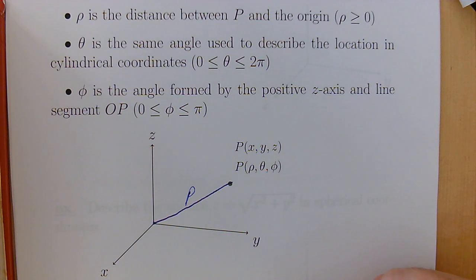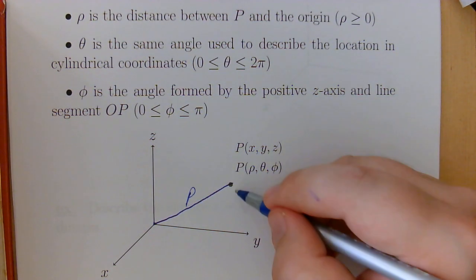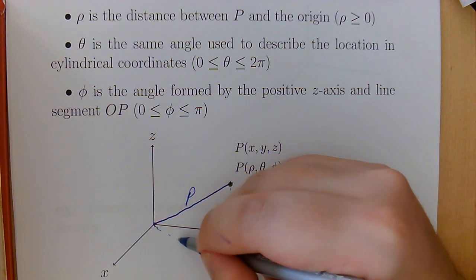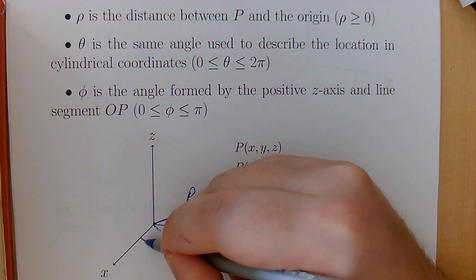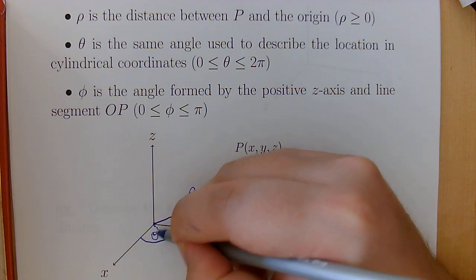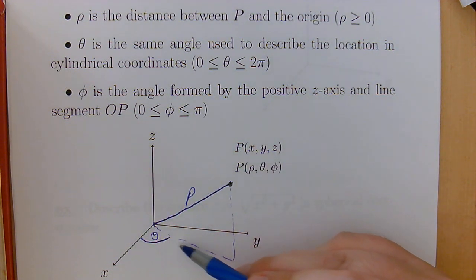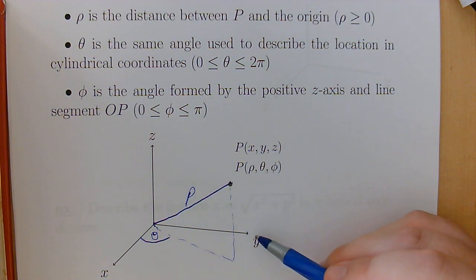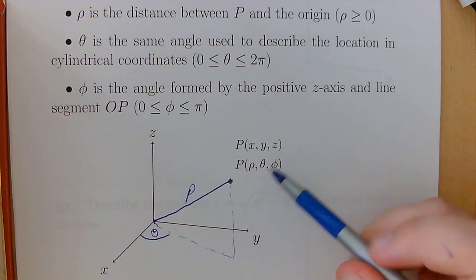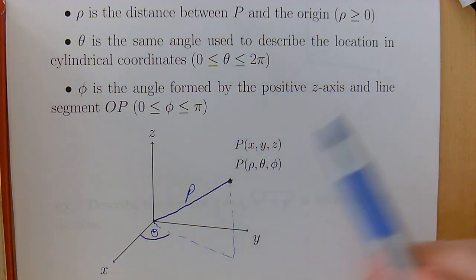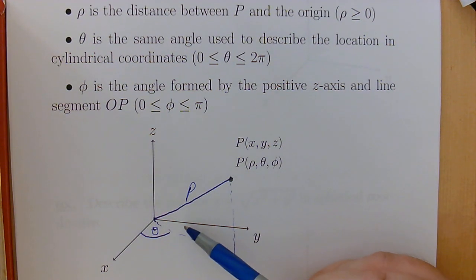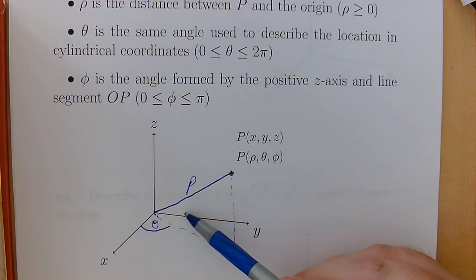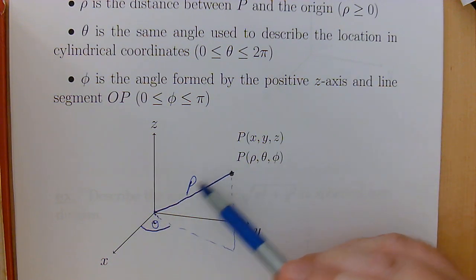All right, what's theta? Now theta is the same thing that we saw in cylindrical coordinates. So if we drop this down into the xy plane, then theta will be this angle here. So it's the angle from the x-axis all the way out to how far our point is rotated towards y. All right, and theta can extend from 0 to 2 pi, so we can go all the way around if we like.